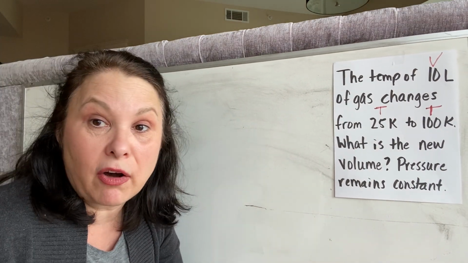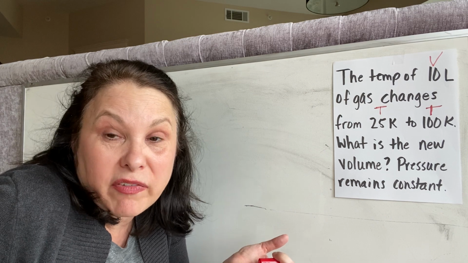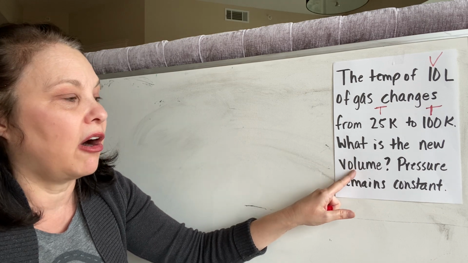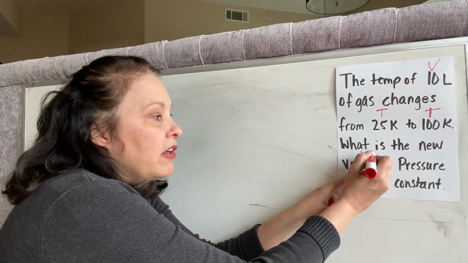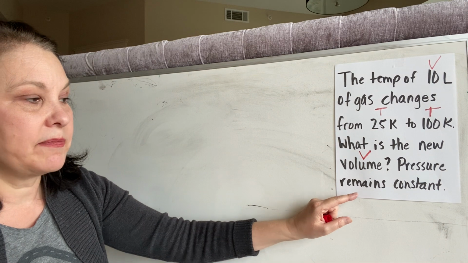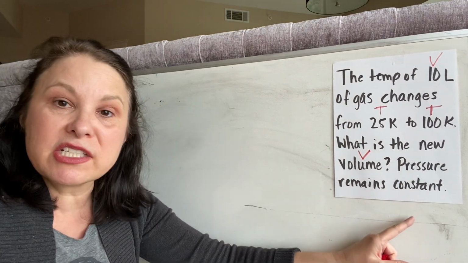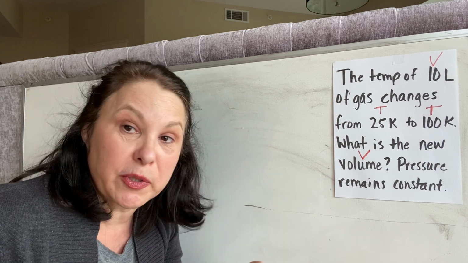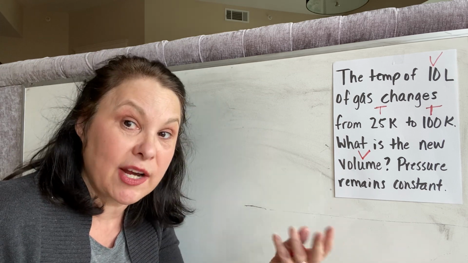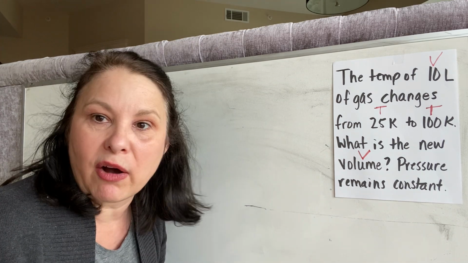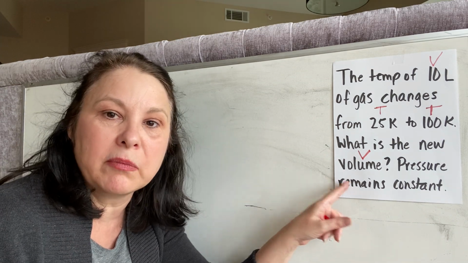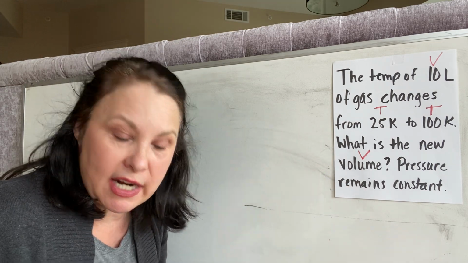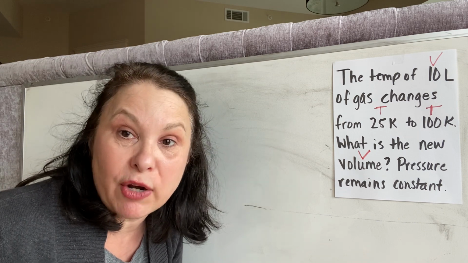So then I ask myself, what letter am I solving for? And it says, what is the new volume? So I'm solving for a volume, okay? Notice that it says pressure remains constant. That means that pressure ain't a player. That means we're not going to put the P's in this formula. Anytime something says it's held constant, that means just take it out. Take all the P's out of the problem if it says pressure's held constant. If it says volume's held constant, you take all of these out. You get to remove anything that's held constant.